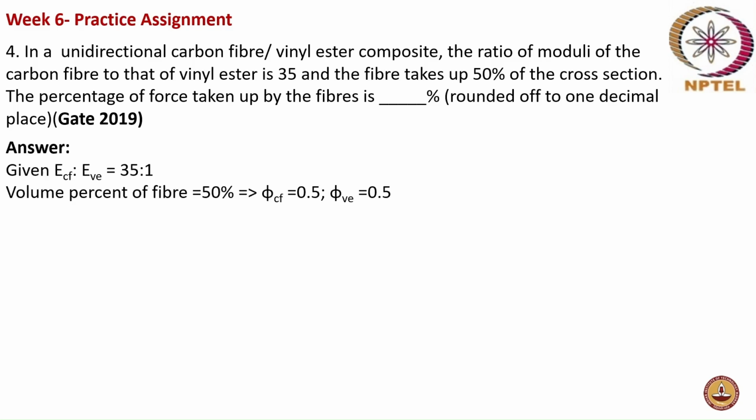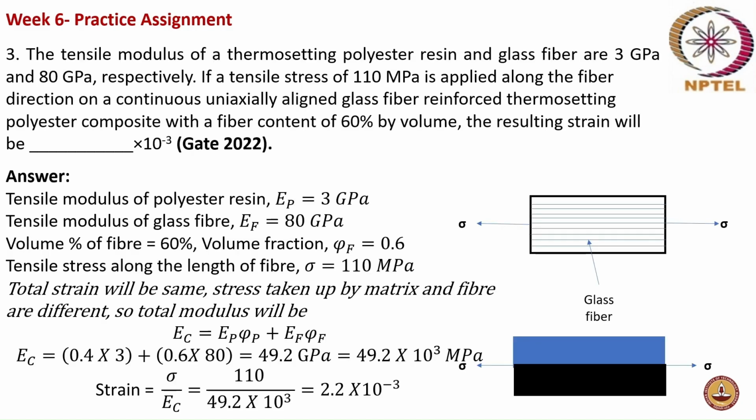So given the ratio of moduli of carbon fiber to the vinyl ester is 35 is to 1, and then the volume percent of the fiber is given. They've not given it directly as volume percent, but they've said the fiber takes up 50% of the cross section. So that means the volume percent of fiber is 50%. So the volume fraction is 0.5 for fiber and 0.5 for the polymer. Here again we are assuming equal strains for both carbon fiber and vinyl ester.